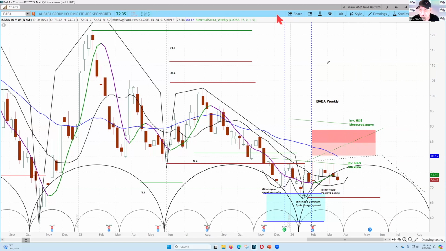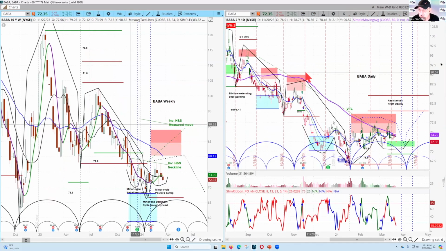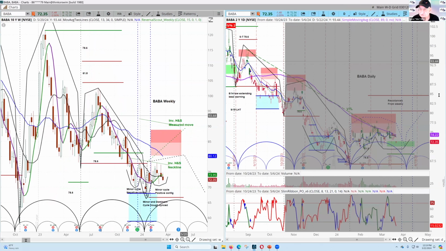Let's look at this side by side here, and you could see how that inverted head and shoulders forms here on the daily chart right there.